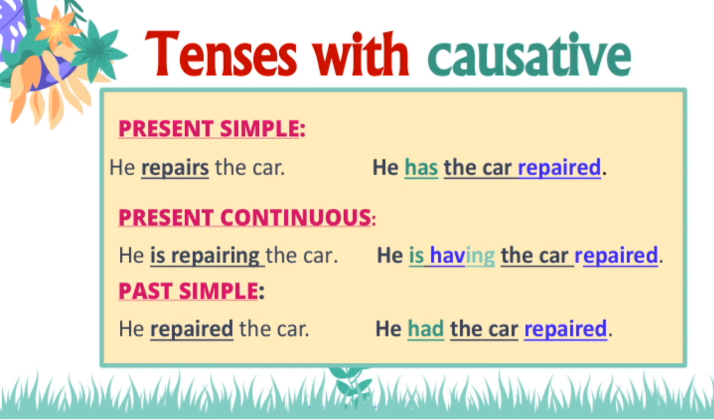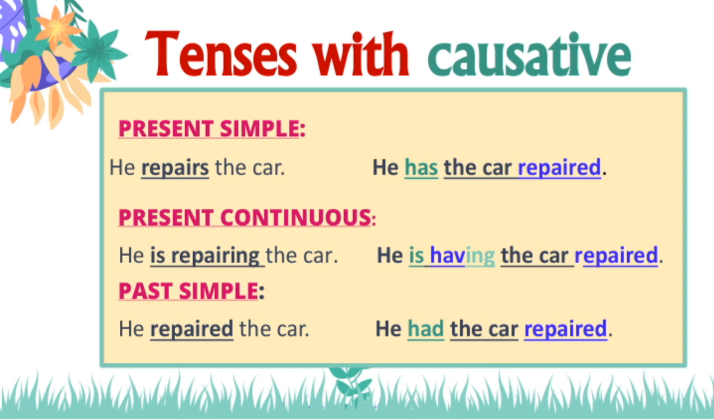In the present simple, we say, he repairs the car. But when we want to emphasize that someone else does the repair for him, we say, he has the car repaired. This means he arranges for the repair to happen. Moving to the present continuous, instead of he is repairing the car, we say, he is having the car repaired. Again, this shows he's causing someone else to do the work right now.